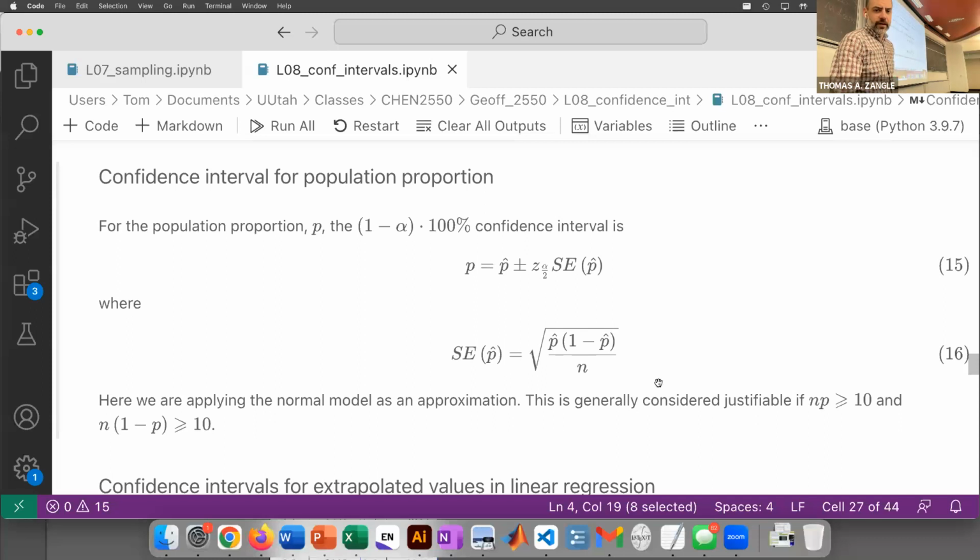But the modification here is that the standard error, based on our binomial distribution, is the square root of p times (1 minus p) over n. So we can use the same kind of reasoning and do the same kind of confidence interval calculation using the normal distribution with this estimate of the standard error for the population proportion.